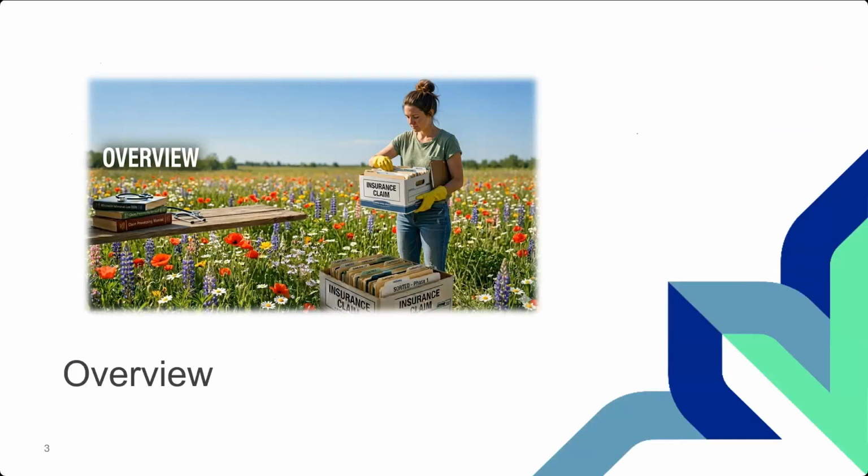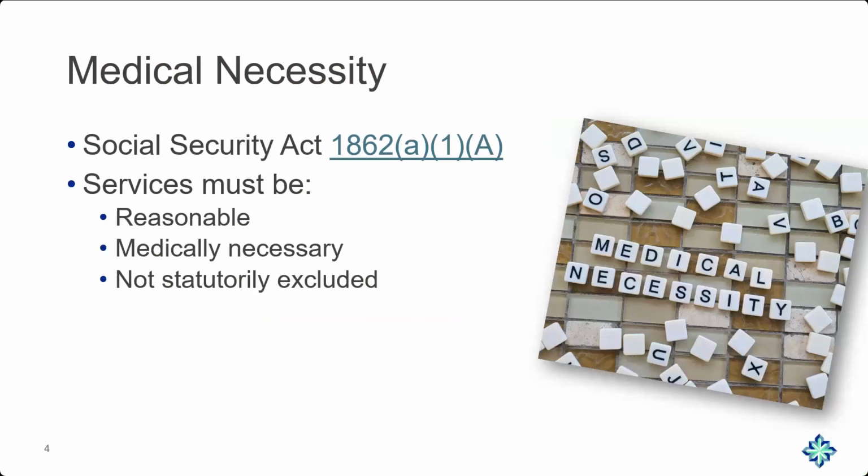So with that, let's go ahead and get started with an overview of just the concept of choosing your level of service. So first and foremost, with any Medicare service, the first determinant of coverage is going to be whether or not the service is medically necessary for the patient. So per the Social Security Act of 1935 in Section 1862, services must be reasonable and necessary to treat an illness or injury or to improve the functioning of a malformed body member.